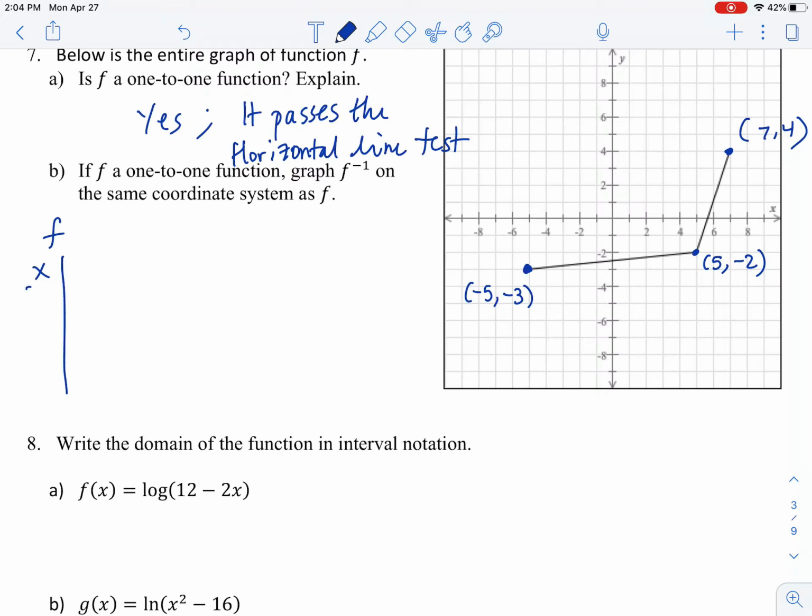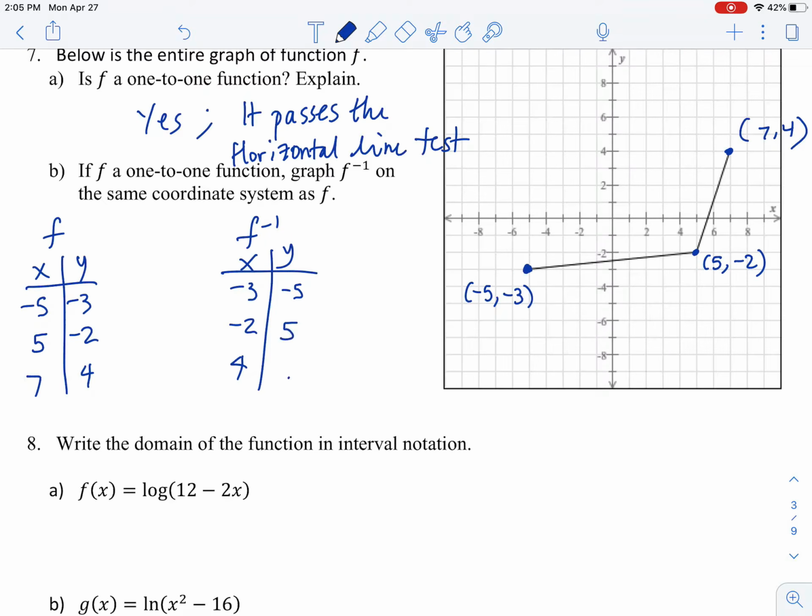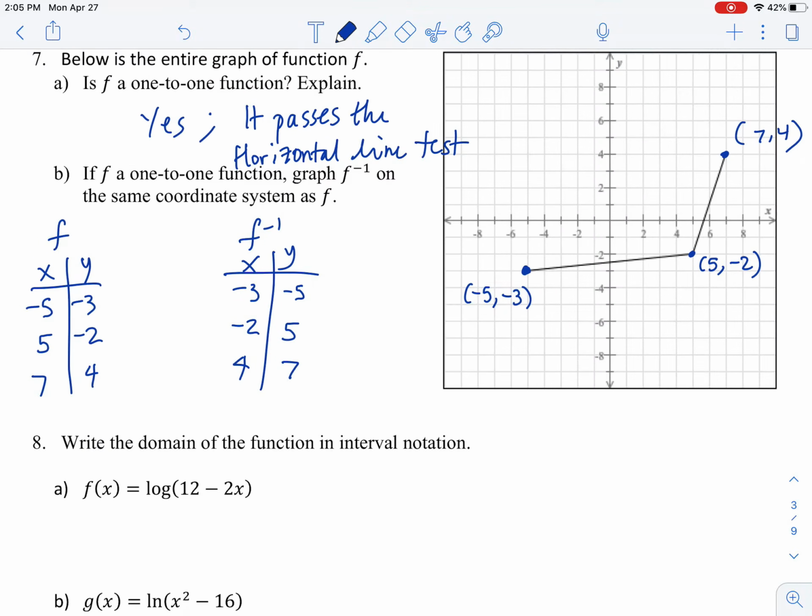If f has x coordinates -5, 5, and 7, and y coordinates -3, -2, and 4, f inverse will have x coordinates of -3, -2, 4, and y coordinates of -5, 5, and 7. Simply flip the x and y, right? That's how you make the inverse.